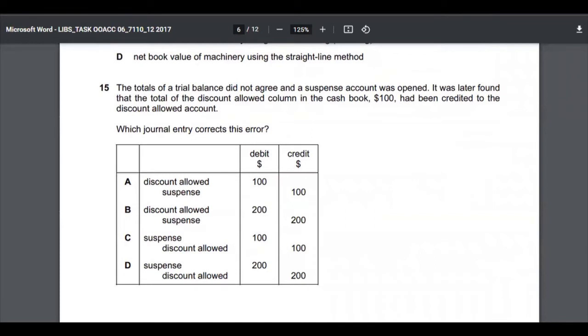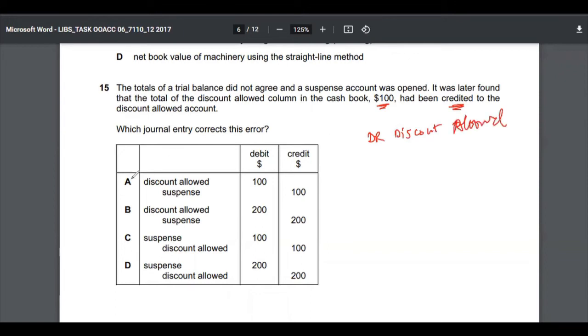Multiple choice 15 is about suspense account. As we can see, the totals of a trial balance did not agree and a suspense account was opened. It was later found that the total of the discount allowed column in the cash book, $100, had been credited to the discount allowed account. Which journal entry would correct this? By mistake, the discount allowed was credited, so it should have been debit.